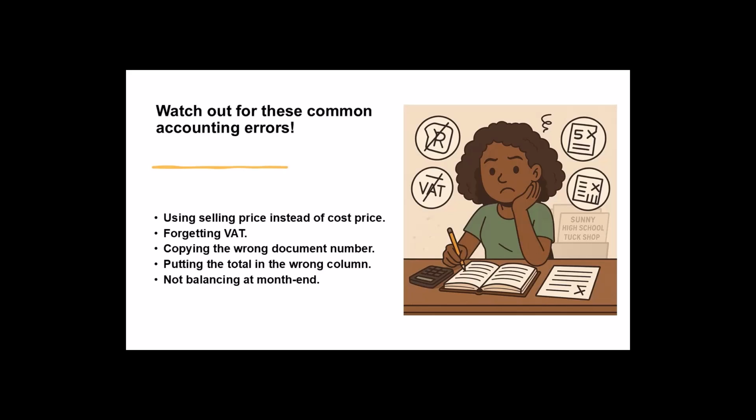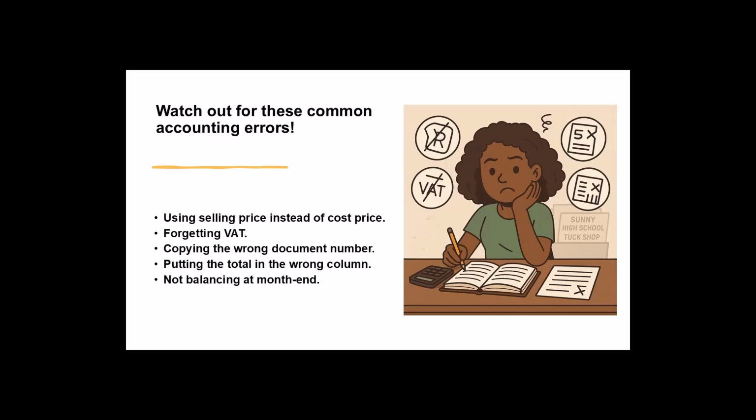Number 4, putting the total in the wrong column. The total always goes to the creditors control column. The VAT exclusive amount goes to inventory, and the value added tax is in a column of its own, unless you are not a registered VAT vendor. Then you will use the total amount in both columns like we did today.